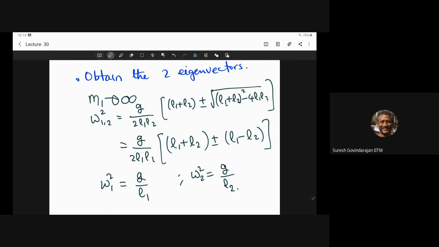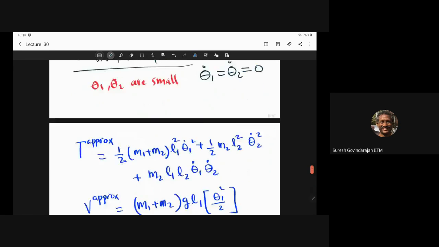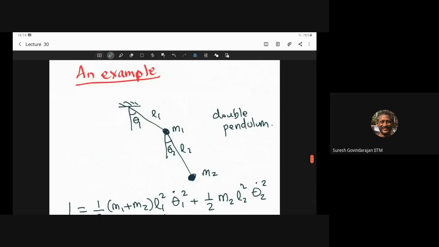Now looking at these values, can you tell me what this means? So if I say square root of g by L2, square root of g by L1, do these numbers mean anything? What we are really saying is that M1 is much, much greater than M2. We don't need infinity. So what happens is that it just has the simple modes of a simple pendulum.